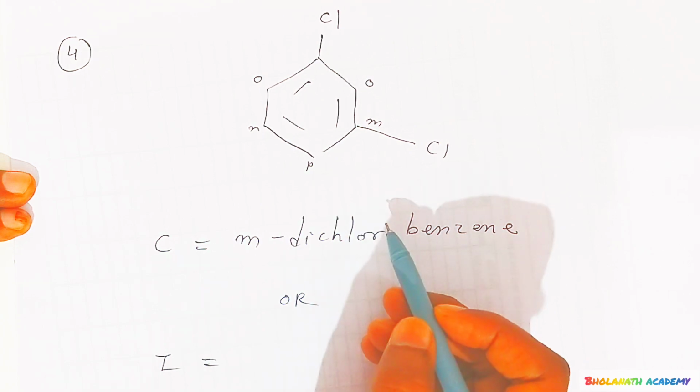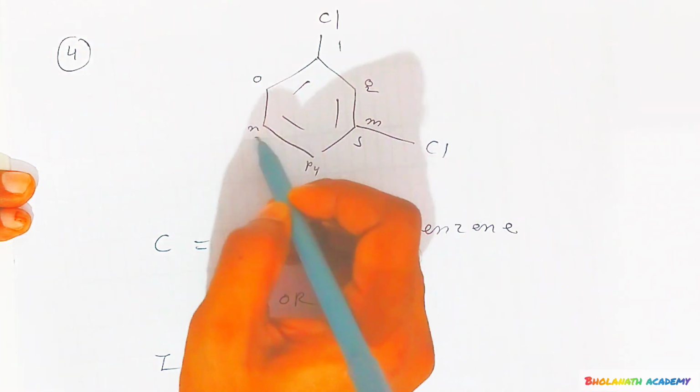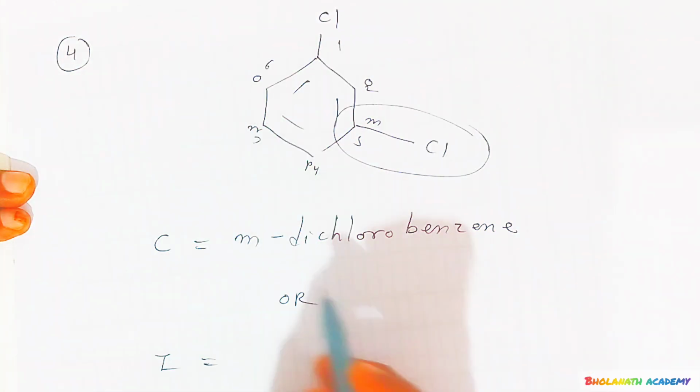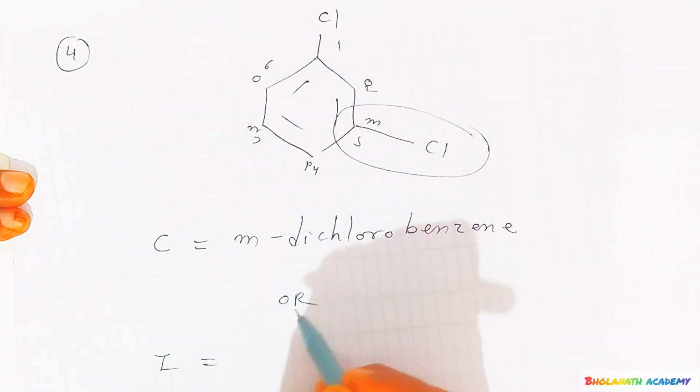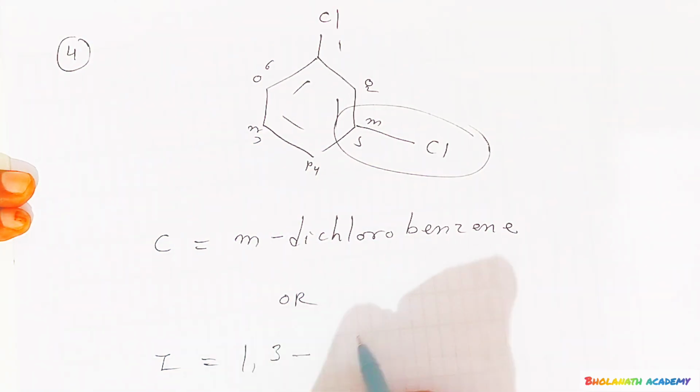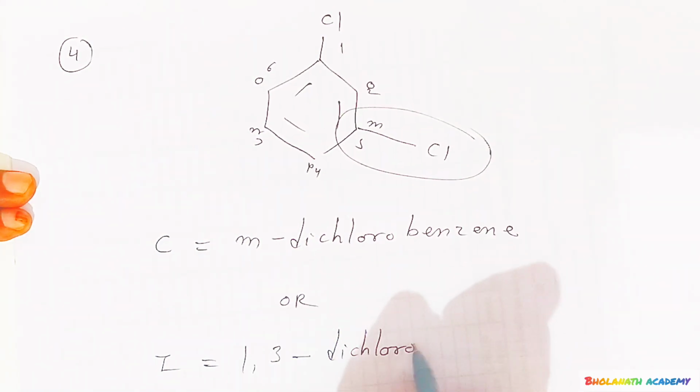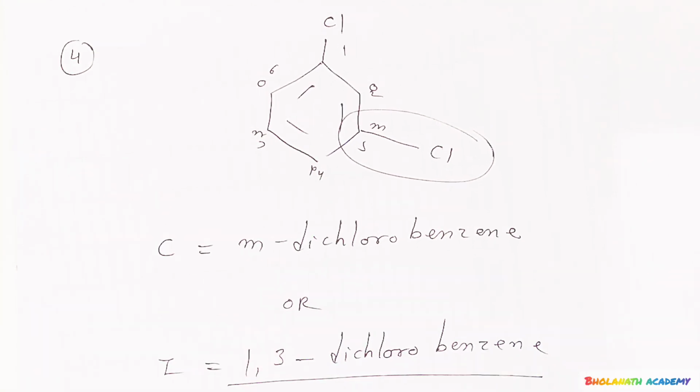What will be the IUPAC name, students? You have to start the numbering 1, 2, 3, 4, 5, 6. So at carbon number 3 there is chlorine. So 1 and 3 contain chlorine. So 1,3-dichlorobenzene. So this is very important, students.